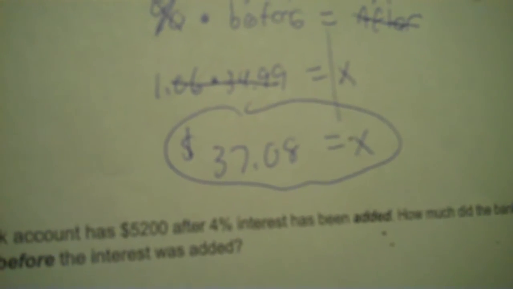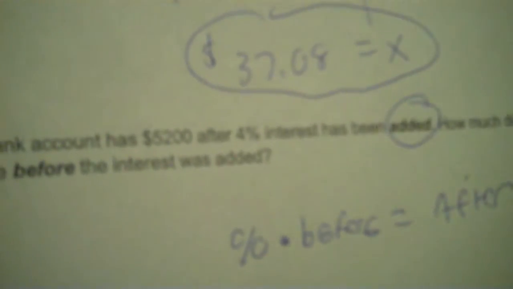Okay, a bank account has $5,200 after 4% interest has been added. How much did the bank account have before the interest is added? So again, it's not 4% of, it's 4% added, okay? So again, that's going to be my percentage multiplied by my before equals after. Alright, so my percentage, to figure that out, we need to take the 100% plus 4%. Okay, so 104%, move it twice to the left, you're going to add again, so it'll be 1.04.